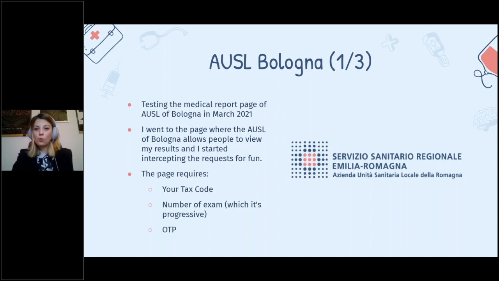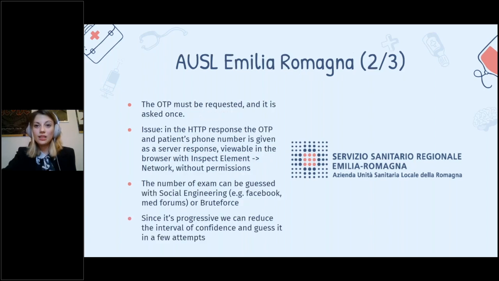The page requires your tax code, which is used for identification and which is derivable from public information like date of birth, name, surname, place of birth; the number of the exam, which I suppose is progressive, but I actually couldn't confirm it; and an OTP, which stands for one-time password. Let's start with the OTP. The OTP must be requested and is asked only once. In order to gain it, we need the tax code and number of exam.